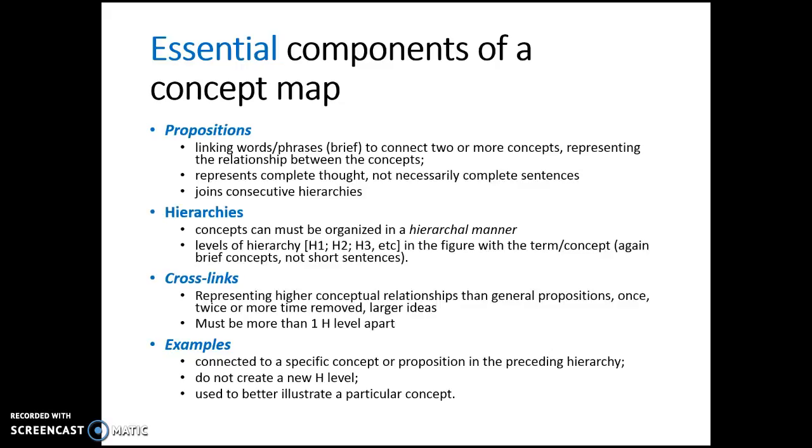Examples come at the end of a hierarchy chain, and they're used to better illustrate a particular concept. They do not create a new H level, but they're connected to the preceding hierarchy. Crosslinks are larger ideas and typically connect different sections of the map or different ideas on different hierarchy chains. They must be more than one H level apart, and they generally represent larger conceptual relationships than consecutive hierarchies.